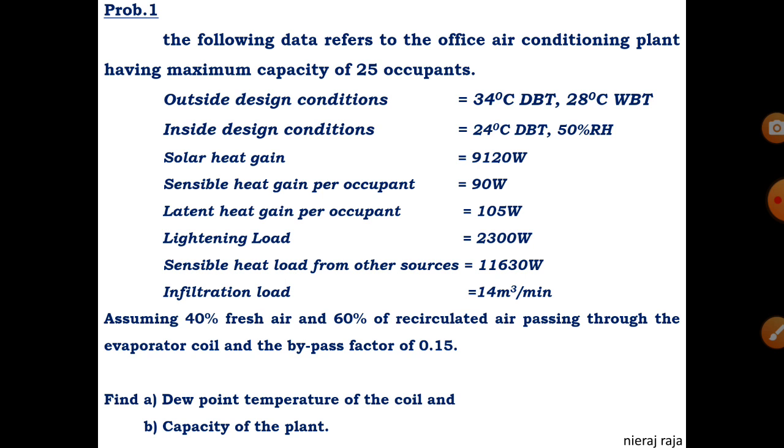11630 watt. And another thing we have seen in the last problem is the infiltration. The amount of air that leaks into the room is 14 meter cube per minute. This infiltrating air is also going to contribute some sensible heat and latent heat, so that we also need to calculate. So instead of direct values of room sensible heat and room latent heat, its components are mentioned. We will have to add them together to get the values of RSH and RLH.